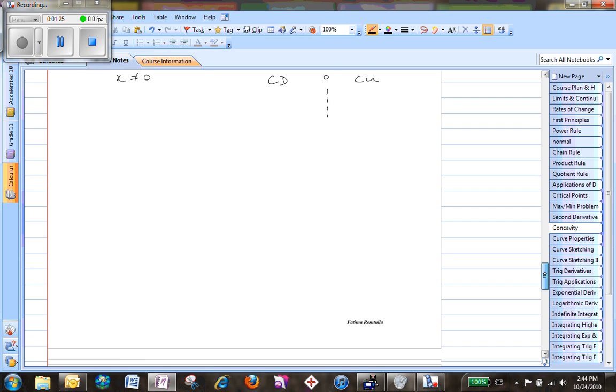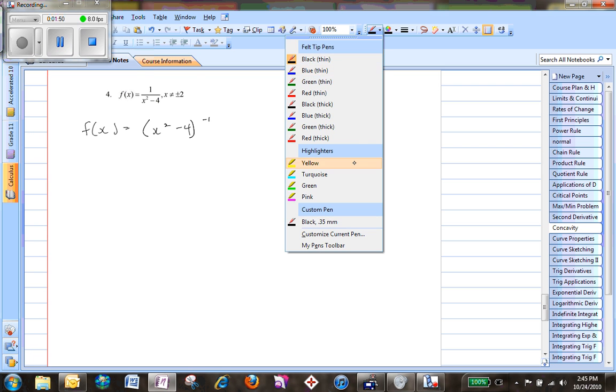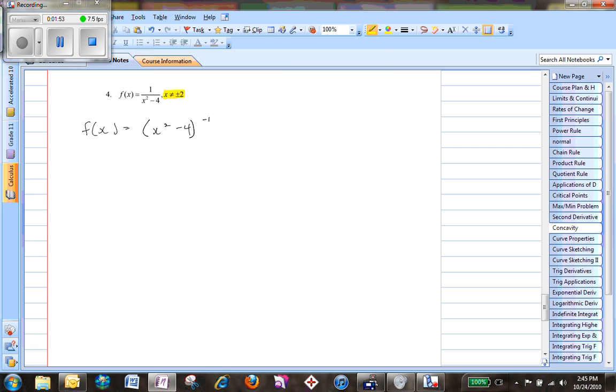Last example, I suggest that you try this one on your own first, and then come back and check your work. I don't like the way that this is written again, so I'm going to change it, and I'm going to say f(x) = (x^2 - 4)^(-1). This enables me to use the chain rule, which is what I'm going to want to do. If you haven't already noticed, I'm going to point out that there's something about the domain here already. x cannot equal positive or negative 2. Hopefully in your work you'll notice that this is the same and that this will continue to be true.